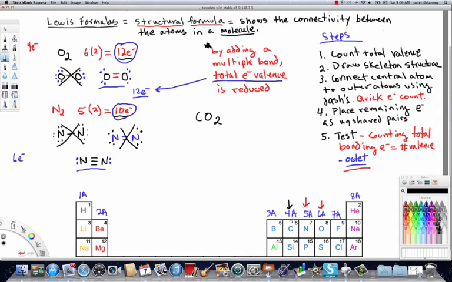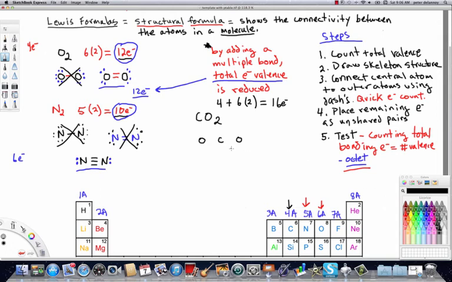We need our total valence, and carbon is in group 4A, so it's going to be 4, plus the oxygens, and O is coming out of group 6. So there are 6 valence electrons. There are 2 atoms. So we have 6 times 2, which is 12, and then that will be added to 4, so we have a total of 16 electrons. Now we draw the skeleton structure. So we're going to have O, and then the carbon is the central atom, and then we're going to have an O.